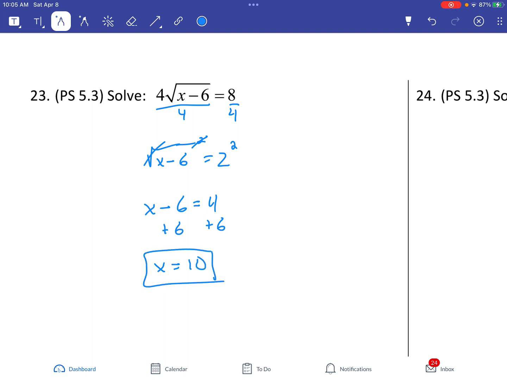All right, that would work. 10 minus 6 is 4. The square root of 4 is 2. And 4 times 2 is 8. So that works out.